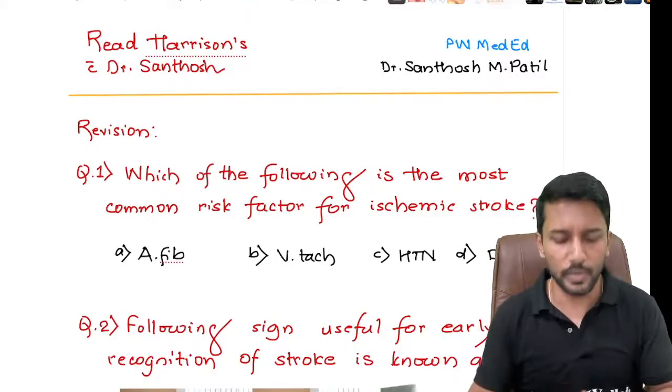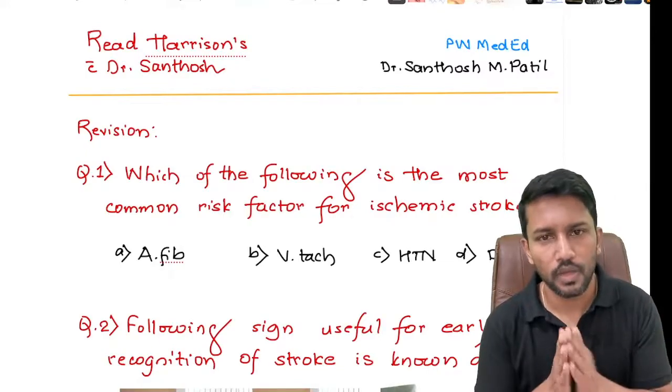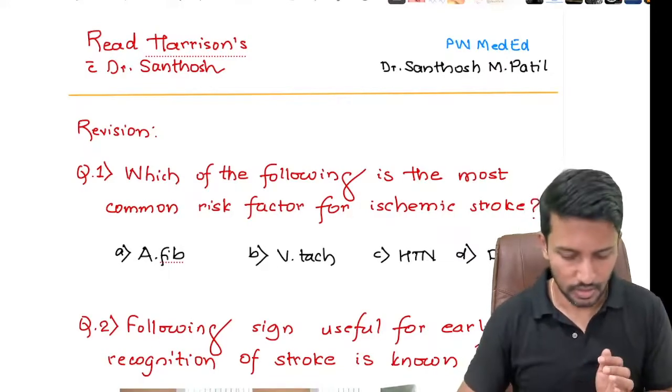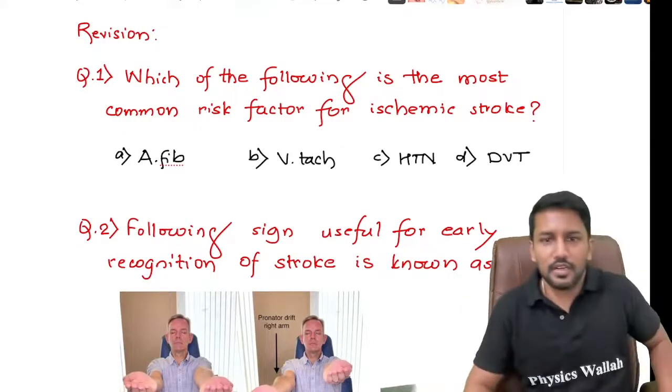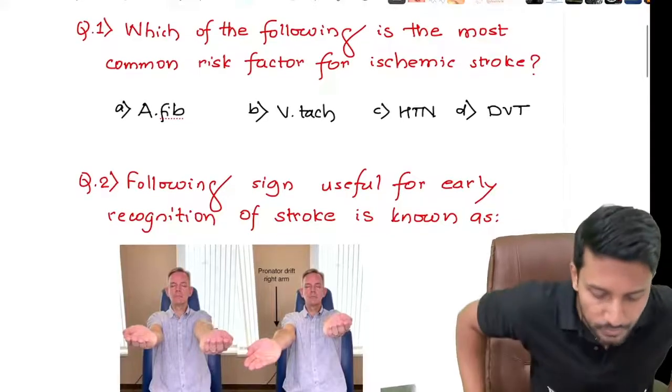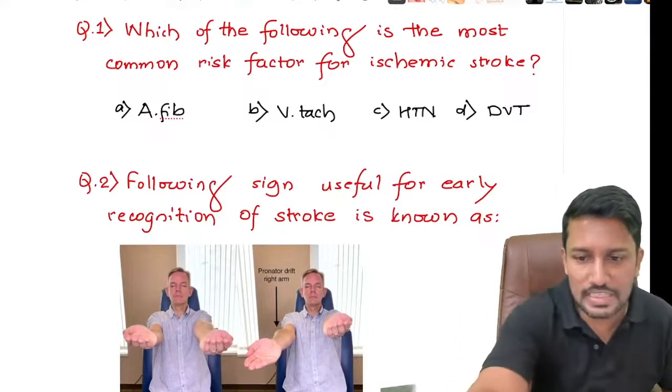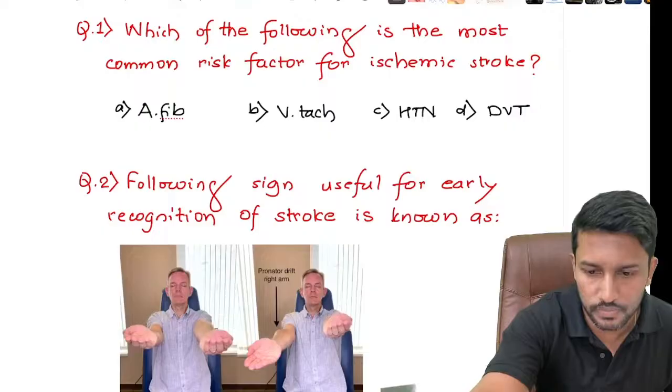Before we get into the stroke management, two basic questions about the previous session that give me an idea that you're attentive and listening to what we're covering. And then I will start with the topic. Okay, so here's question number one. Which of the following is the most common risk factor for stroke?